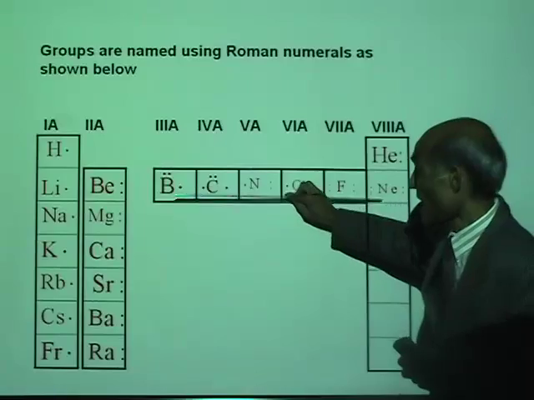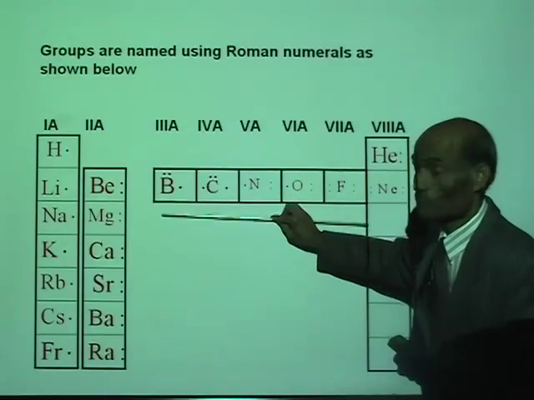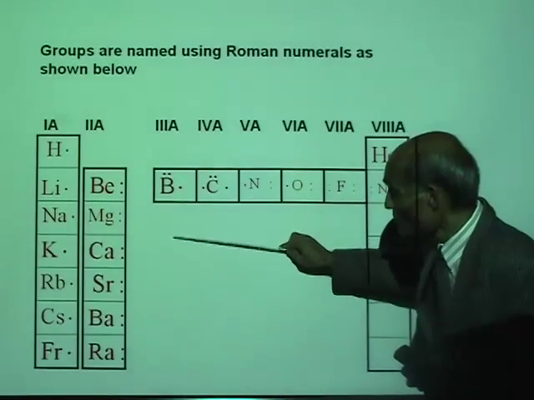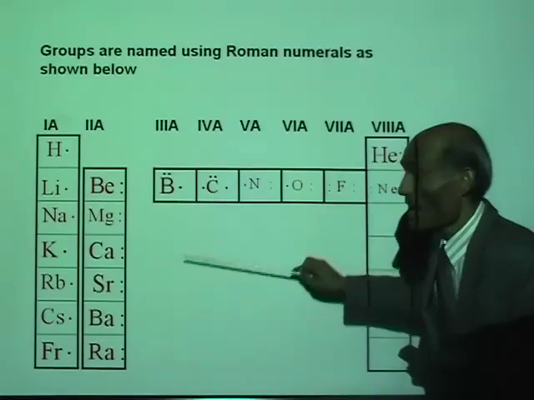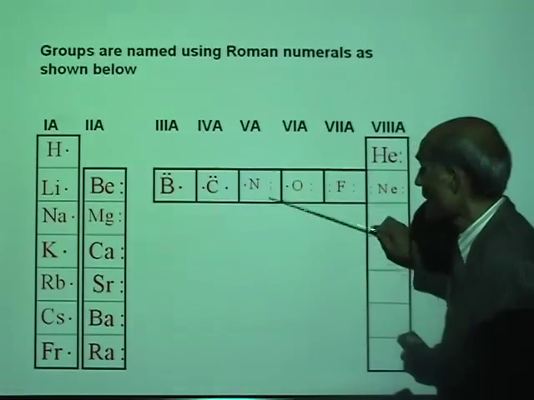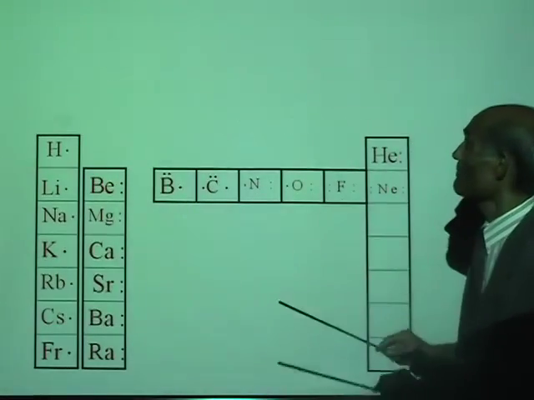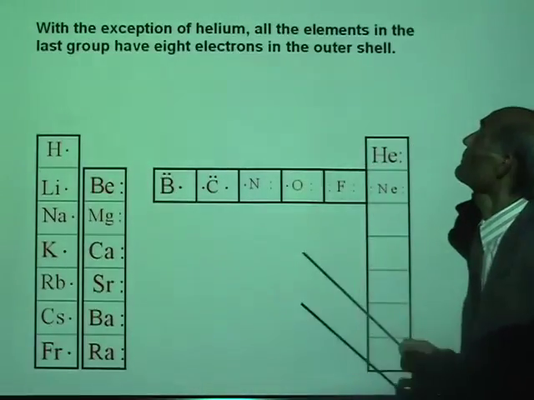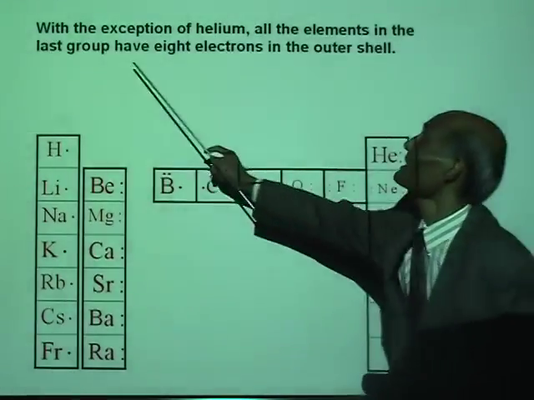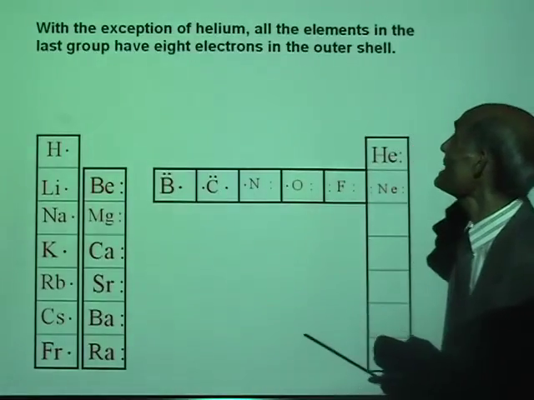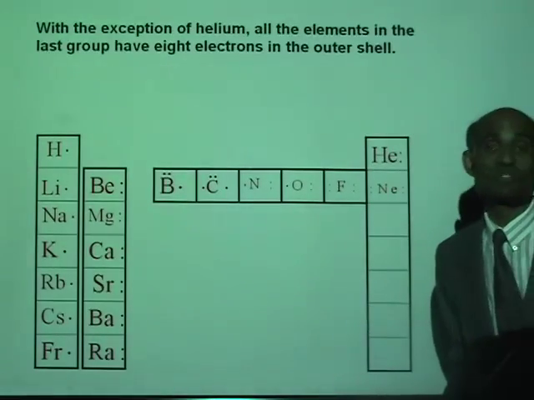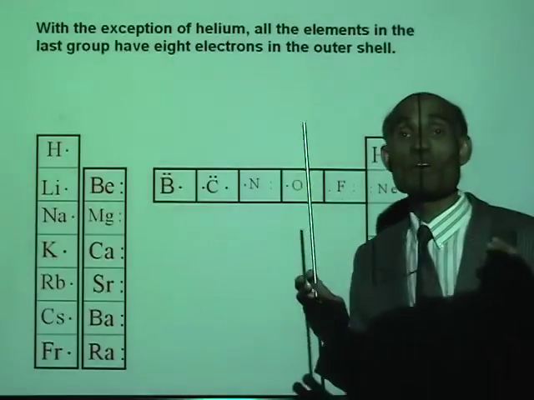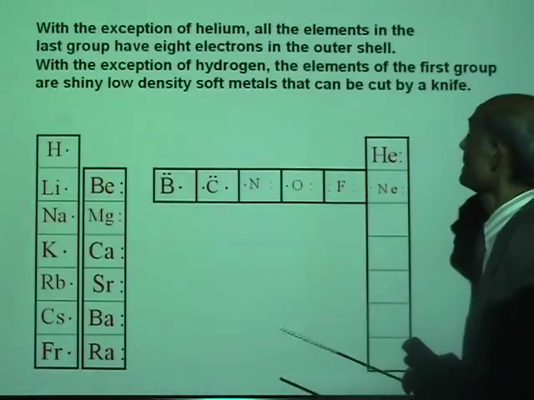Now remember, I haven't completed these. 3A has many more elements coming down. So each of these has many more elements. Alright. With the exception of helium, all the elements in the last group have 8 electrons in the outer shell. And that is a very important property.